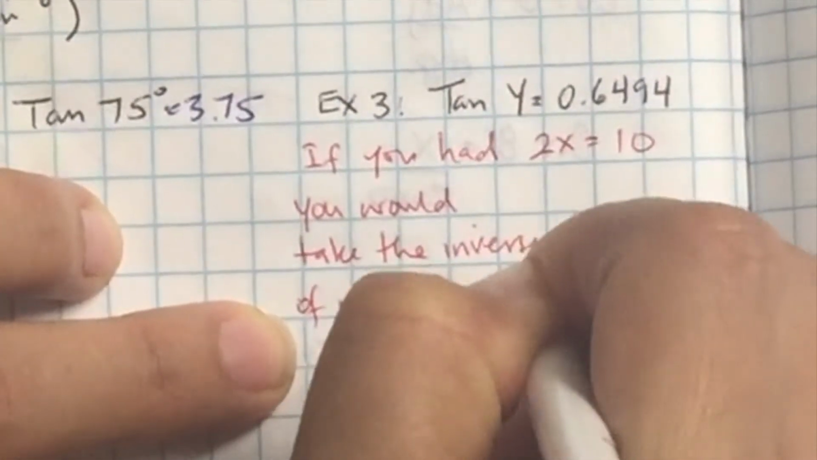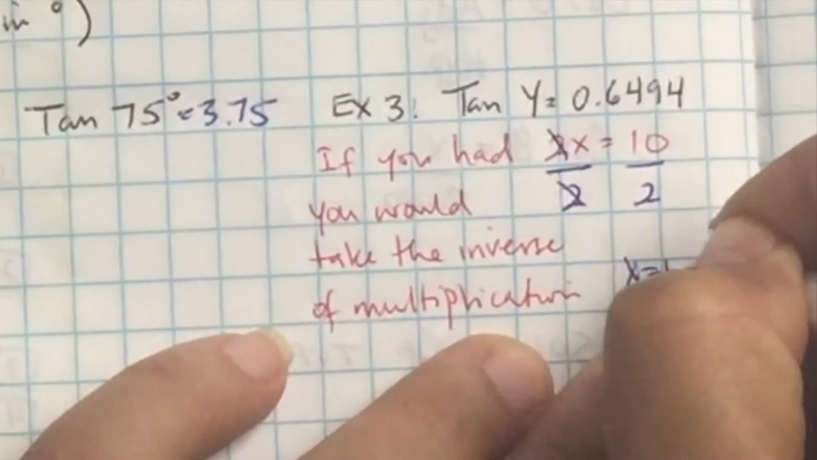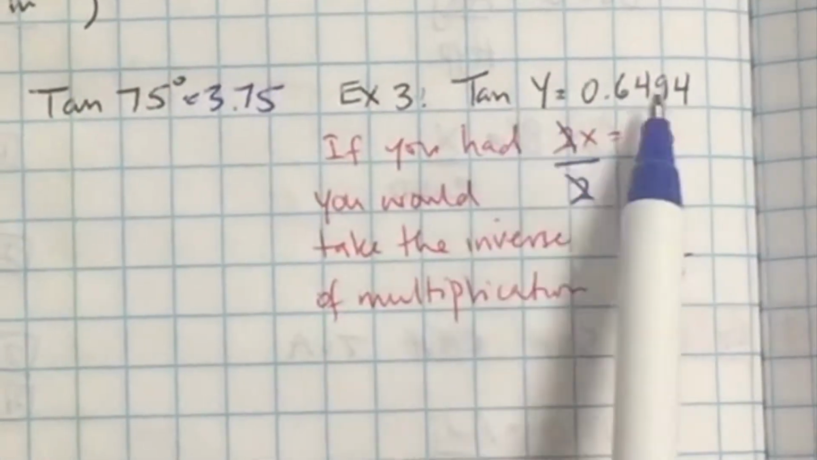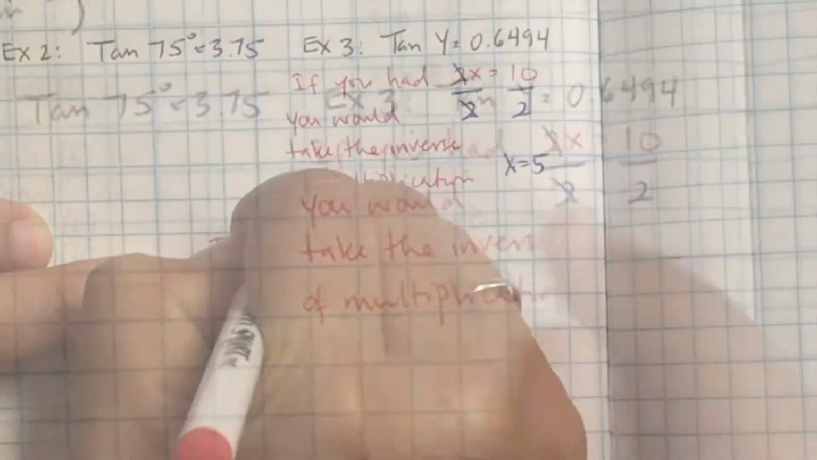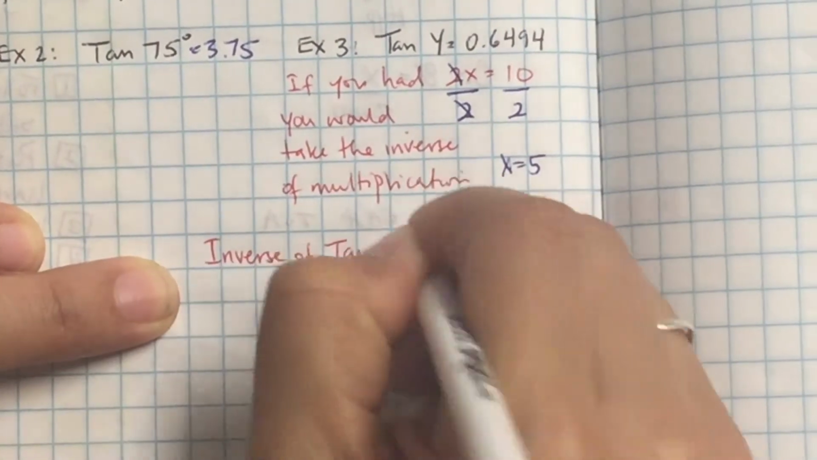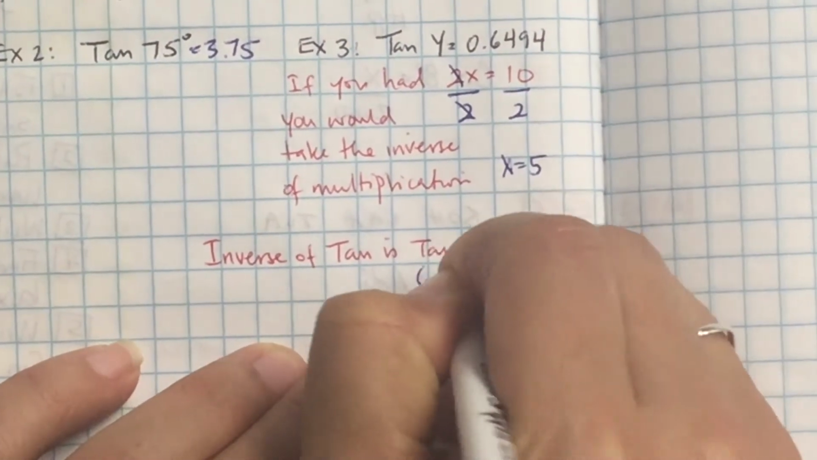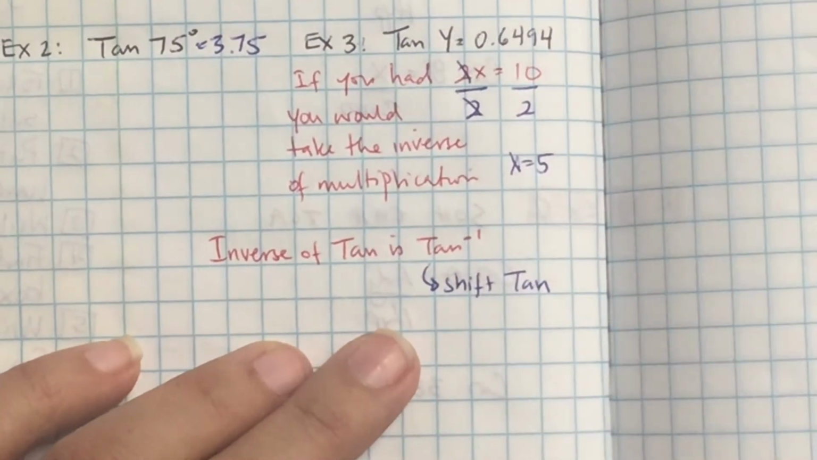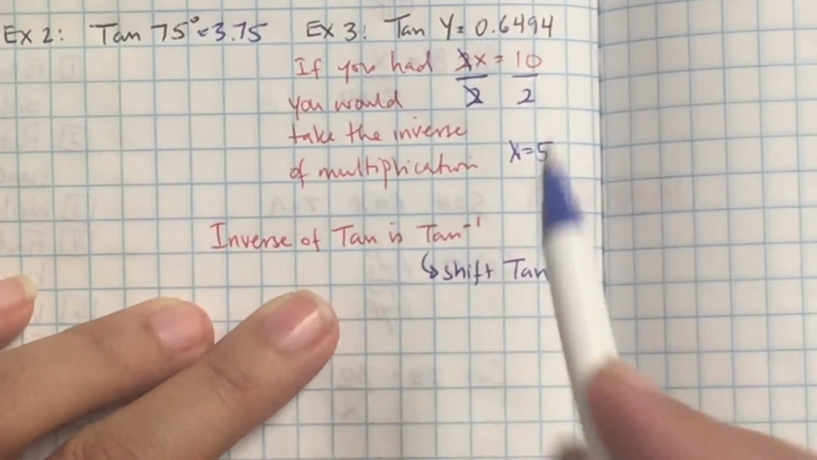It's the same kind of idea when you have tan or sine or cosine of some letter equals something. So what you want to do is take the inverse of tan to get just the variable by itself, to isolate it, to get rid of that tan, because the tan and the y is not multiplication. So you take the inverse of tan, which is written as tan to the negative 1, and the way you get that is by hitting shift and then tan. The inverse of cosine, shift cosine. The inverse of sine, shift sine.